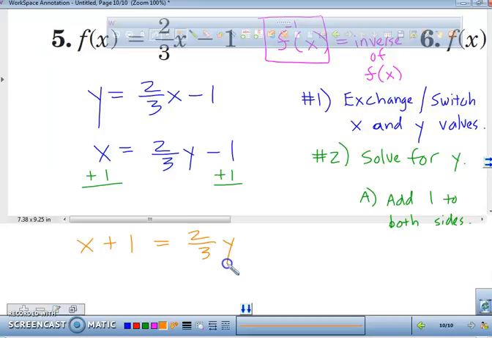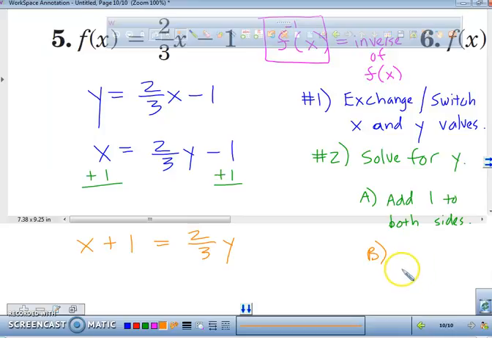2/3 y. So that's what we have so far. Add 1 to both sides. Here we go. B. The next step to solving for y. What do you guys think? What would I have to do to both sides? Divide? Go ahead. Divide by what? 2/3. That's kind of a difficult thing to do, is to divide by 2/3, right?